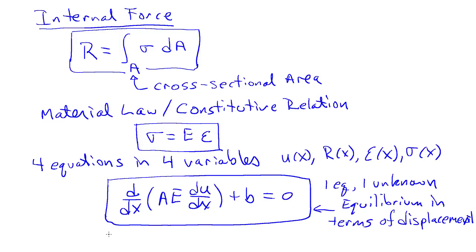It's a second order ODE. And if AE is a constant, in other words, not a function of x, it's a second order ODE with constant coefficient. So it's relatively straightforward to solve. And to solve it, you also need two boundary conditions, which you get from either end of the rod in practice.